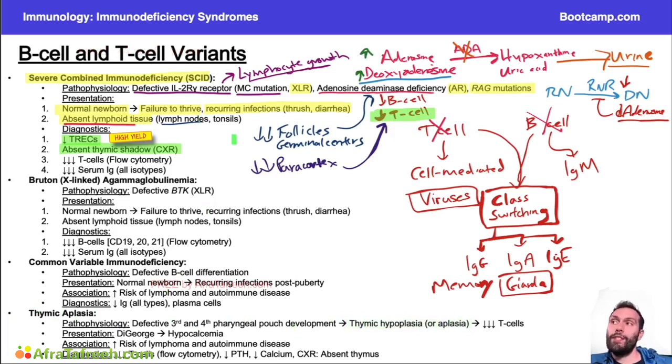The point here being, when you see absent lymphoid tissue, paracortex, follicles, you're also expecting your thymus, which we already said is part of the lymphoid tissue, to be affected. It's where the T cells mature. That's going to probably be absent if I don't have T cells, right? And so if you did flow cytometry, you would see very low numbers of T cells.